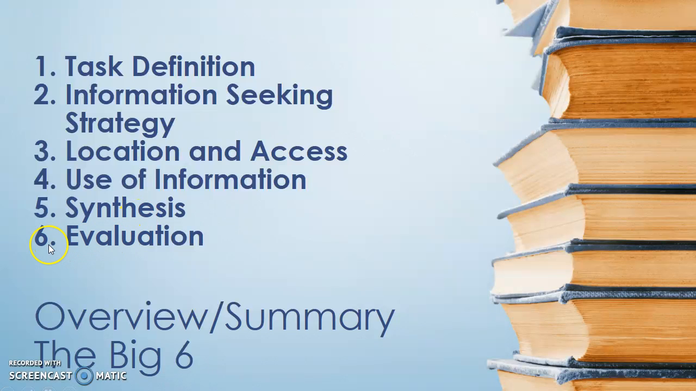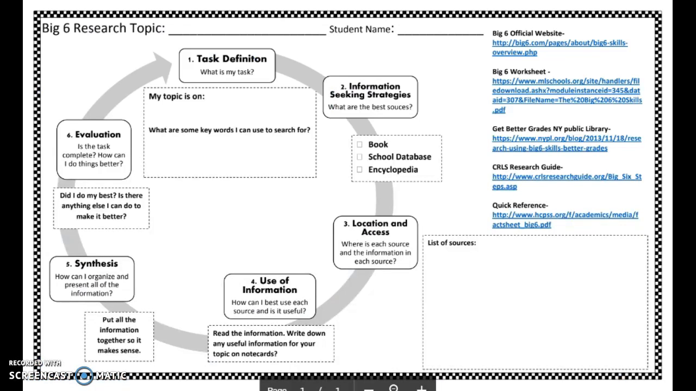The last one of our Big Six is evaluation. Think about your work and decide how well your research went and how good your paper is. Now let's take a look at the last part of our blend space video about the Big Six research. The last thing we're going to do is look at our worksheet.